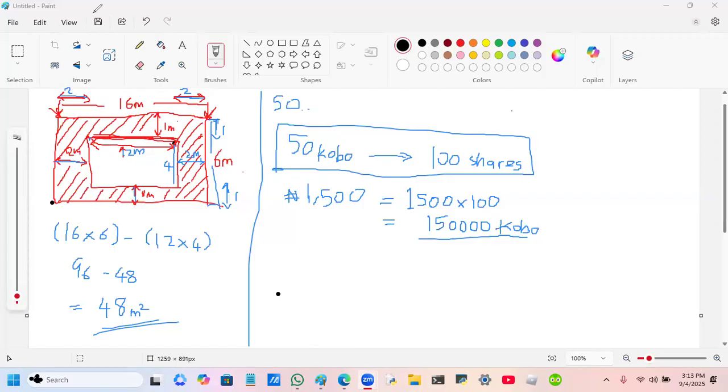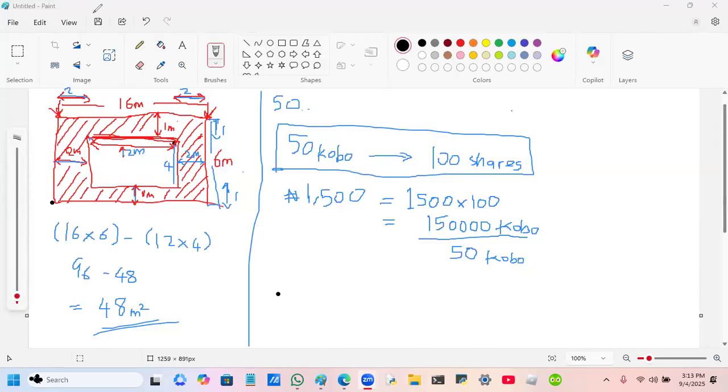50. I'll divide it by 50, not 100. 100 is the number of shares for 50 kobo. So for me to know how many shares I can buy with 1,500 in kobo, I have to divide that equivalent in kobo by the amount that can buy me 100 shares.